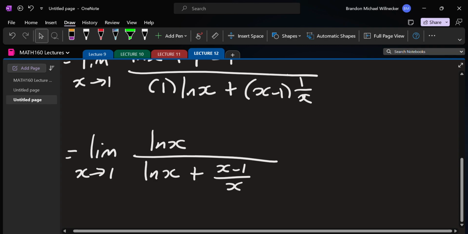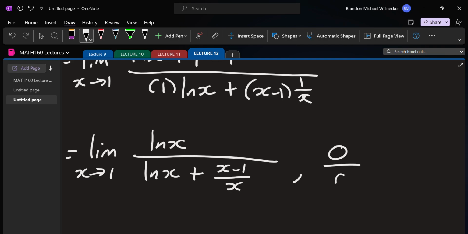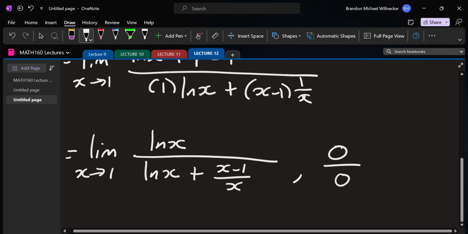Okay, let's see what happens again if we substitute 1. In the top, we have the natural log of 1, that's going to be 0. In the bottom, we have the natural log of 1, that's also 0. And then 1 minus 1 over 1, that bit over there, that's also going to be 0. So we still have type 0 over 0.